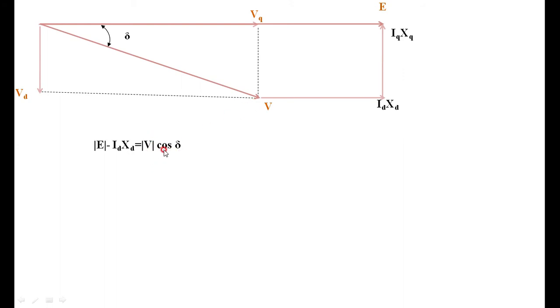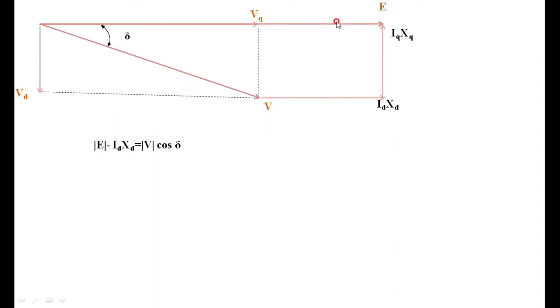Therefore, I am writing here V cos delta, that is VQ. Applying the cos function, VQ is nothing but V cos delta, whereas this is your V sin delta. If you apply the sine function, it is the opposite side divided by the hypotenuse. The opposite side is our VD. Therefore, VD is equal to V sin delta. Then V cos delta is nothing but VQ.